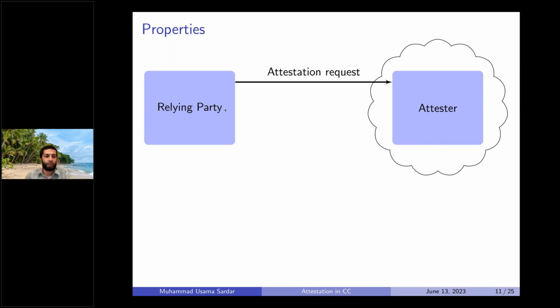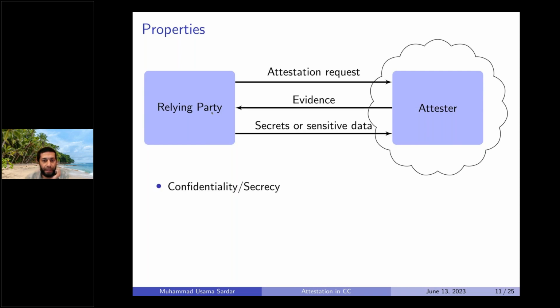Okay. So this is the figure that I previously showed. Attestation request, evidence, and secrets sent by the relying party. What we are interested in these kinds of protocols specifically is confidentiality, or the secrecy of these secrets. Of course, we do not want these secrets to be leaked to the adversary, which in this case is the cloud provider, in the plain text. And secondly, integrity, which is specifically for this evidence which is transported from the attester to the relying party. This should not be modified. So this is the integrity property.